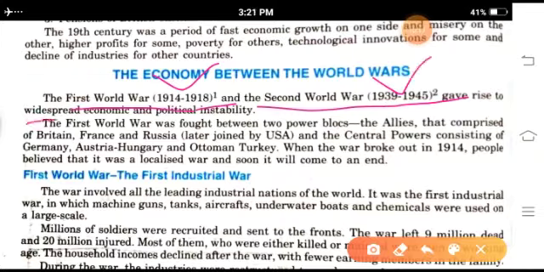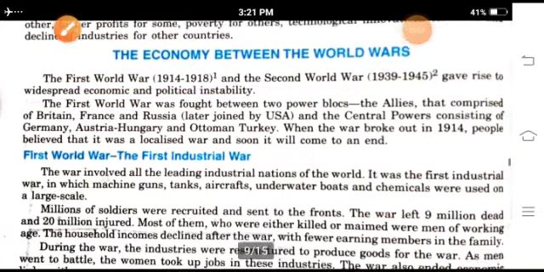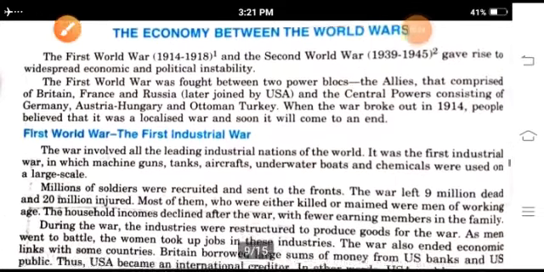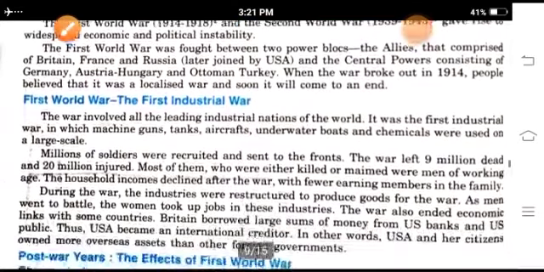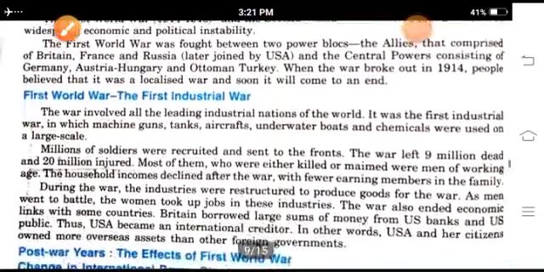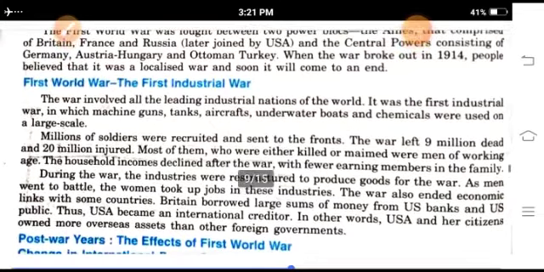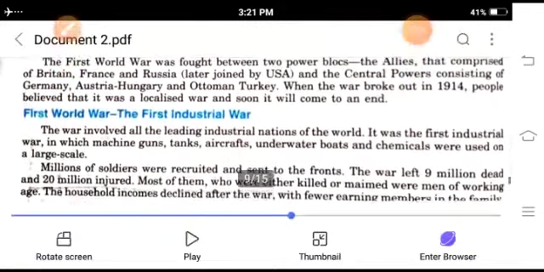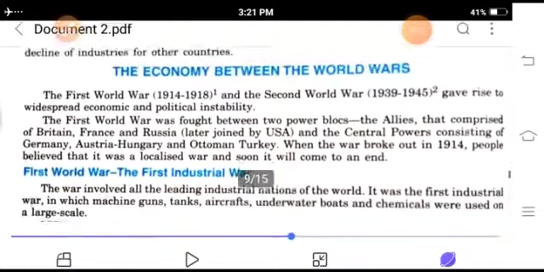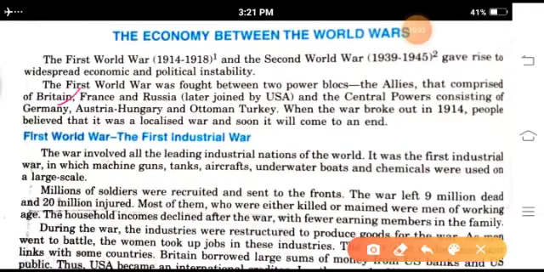The trade surplus was important to pay so-called home charges, which included private remittances home by British officials and traders, interest payments on India's external debt, and pensions of British officials in India. The 19th century was a period of fast economic growth, but also of misery and higher profit: for some poverty, for others technological innovation, and for some the decline of industries in other countries.